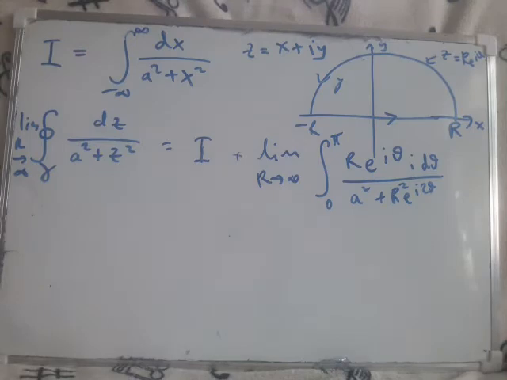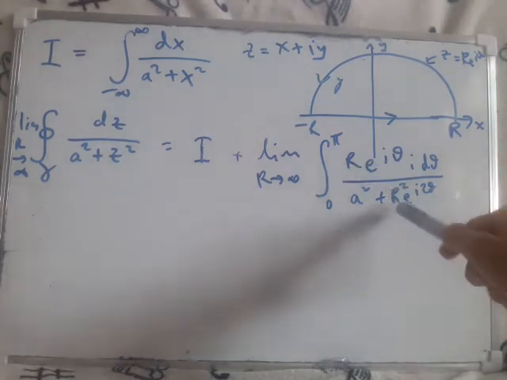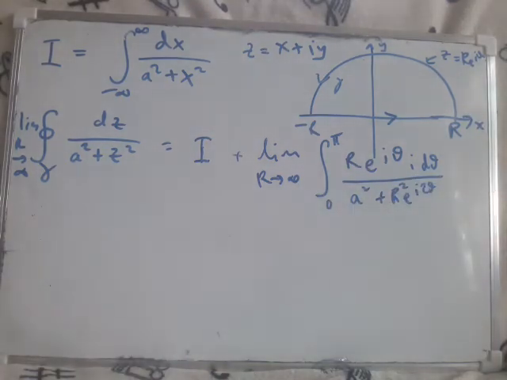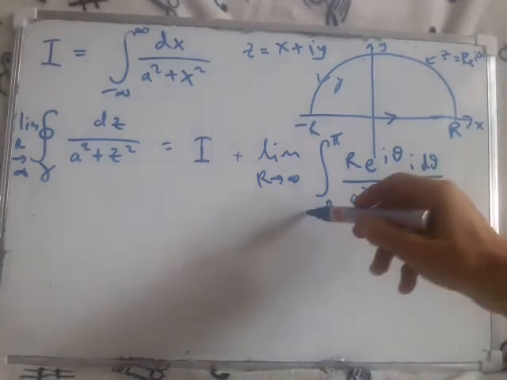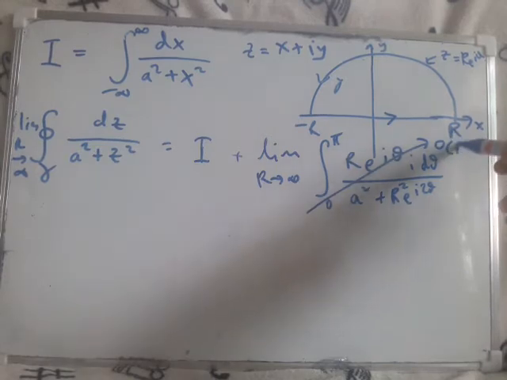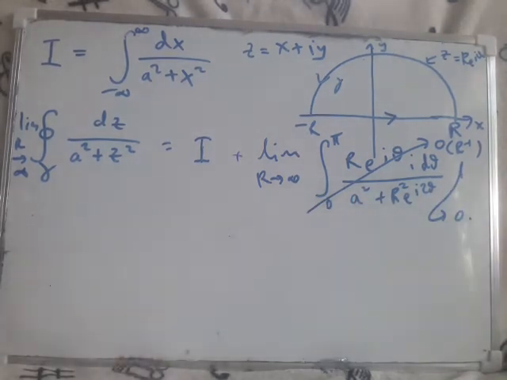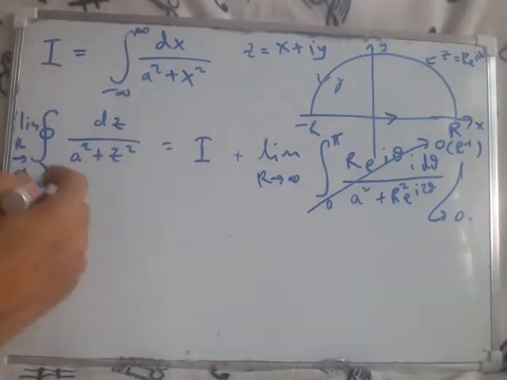So all we have to notice is that we've got r divided by r squared as r goes to infinity. So basically, this is going to end up being of order r to the minus 1, which we can say is going to tend to 0. So we have now that the integral we want, I, is equal to this contour integral.